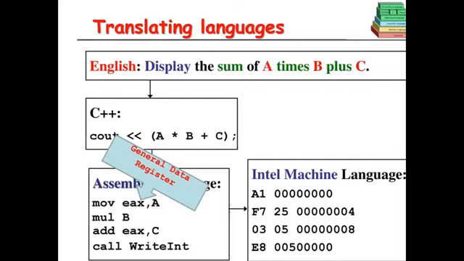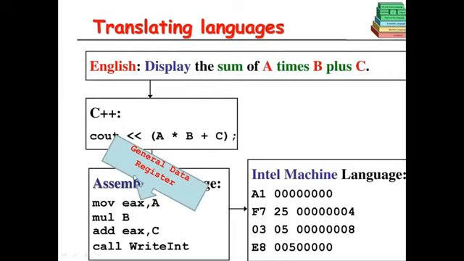So here's an example for you. We are translating the language. We have been given the task of displaying the sum of A times B plus C. This means that we are multiplying A with B, then adding C, and then displaying the result. So we have written the code in C++, and C++ is a high-level language. This is the single instruction which you have to write if you are using a high-level language: you will use the function cout and A multiplied by B plus C.